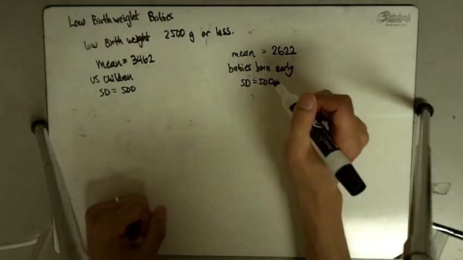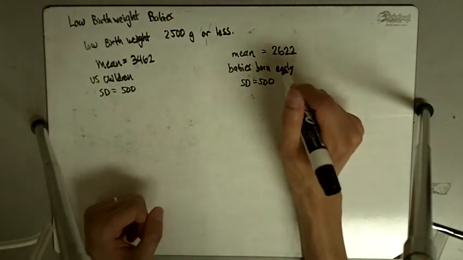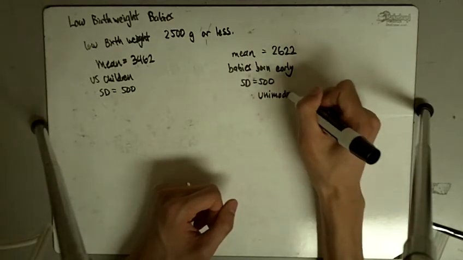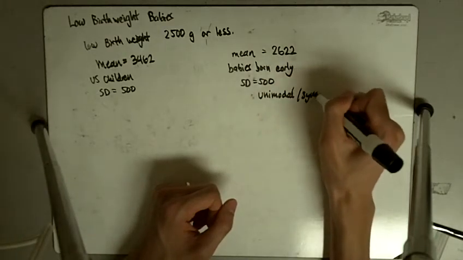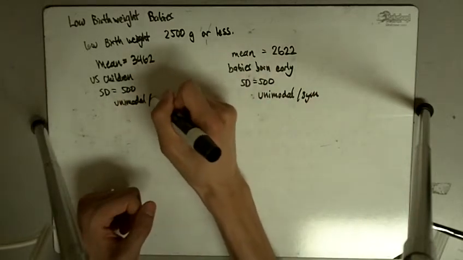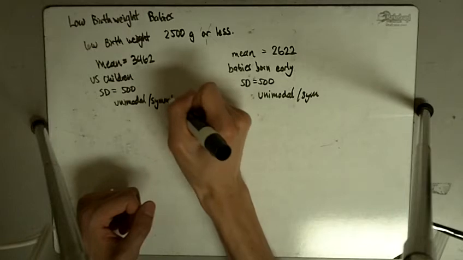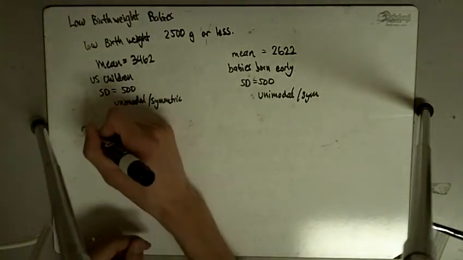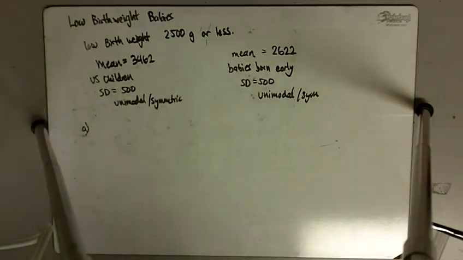And we're going to assume that they're roughly unimodal and symmetric. Okay, so we're going to say unimodal and symmetric. All right, so they're roughly that. There's a tiny bit of skew if you look at the actual data, but we're going to pretend that it's unimodal and symmetric for this.